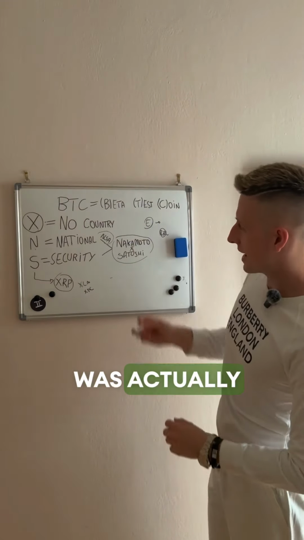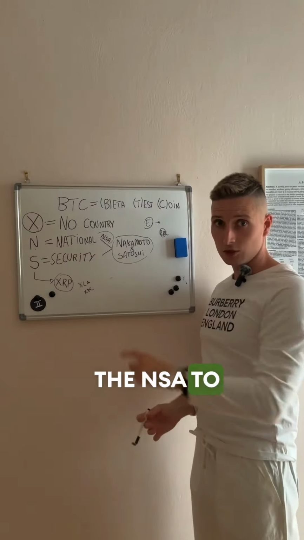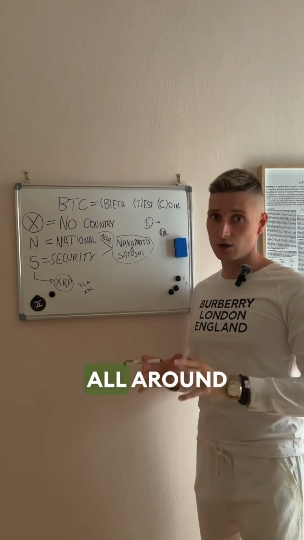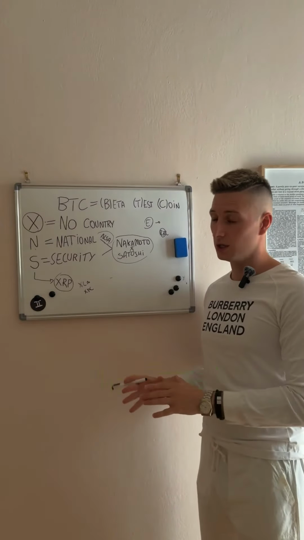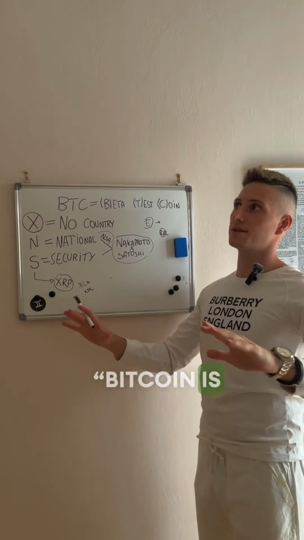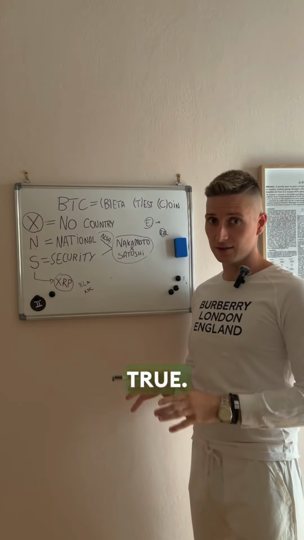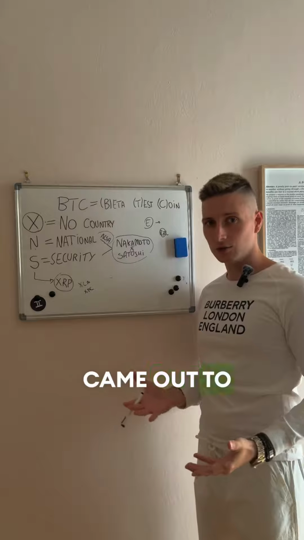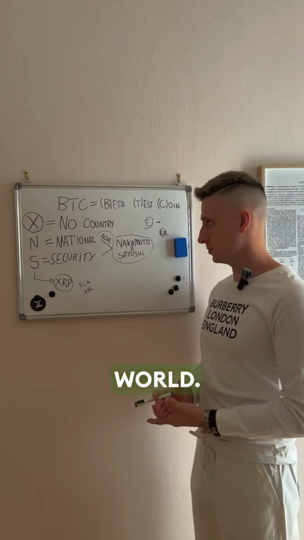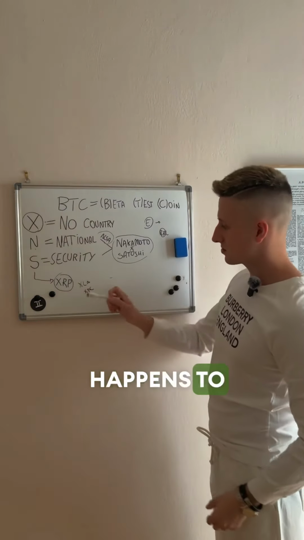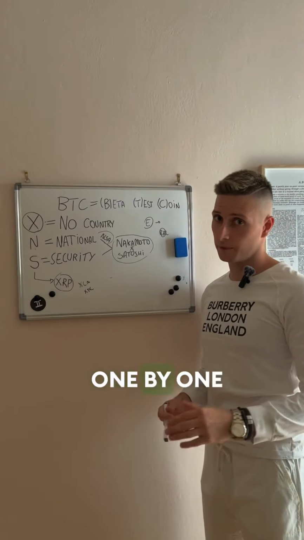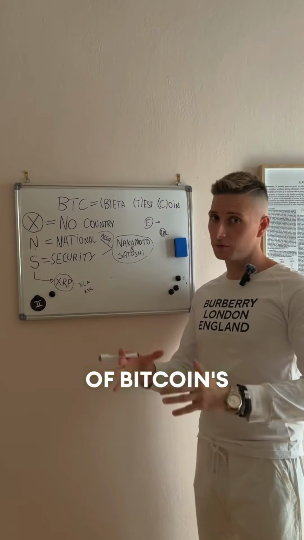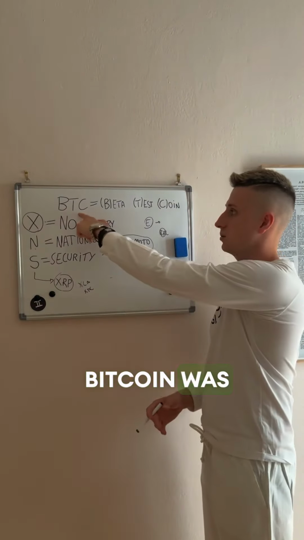And Bitcoin was actually issued by the NSA to get rid of cash transactions all around the world. They actually want full control. Everybody has this idea that Bitcoin is the currency of freedom. That's not inherently true. That's just a way they came out to gain control over cash transactions around the world. And then you have the final version, which happens to be XRP over here, which one by one solves every single one of Bitcoin's malfunctions. And that's why Bitcoin was always the testnet.